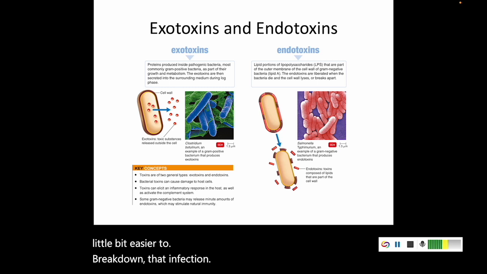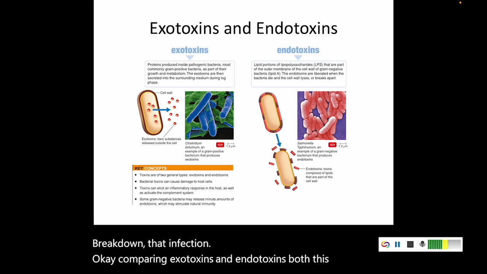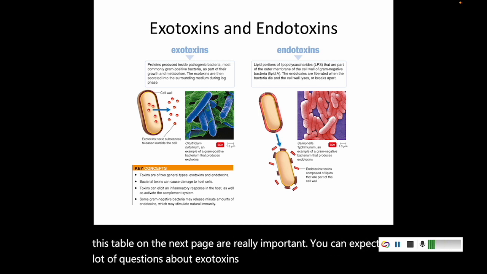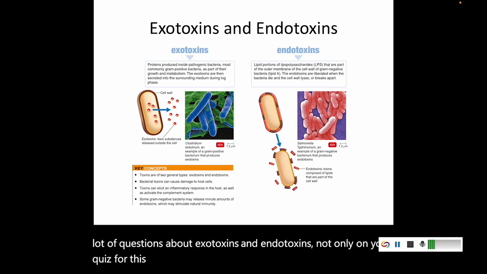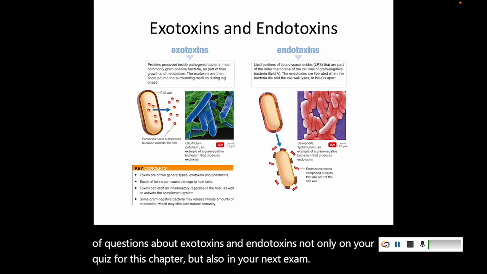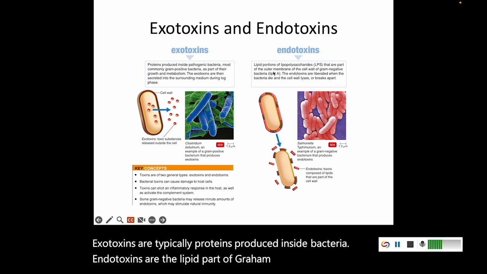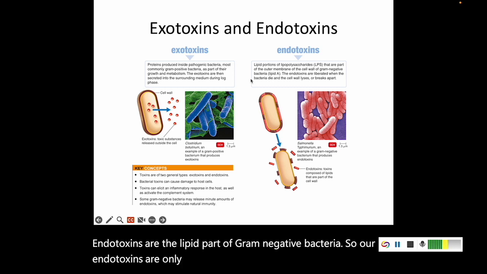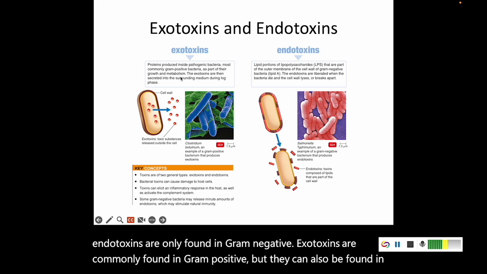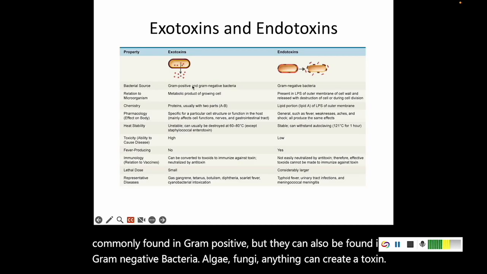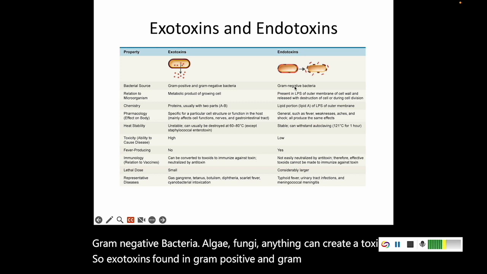Okay, comparing exotoxins and endotoxins, both this slide and this table on the next page are really important. You can expect a lot of questions about exotoxins and endotoxins, not only on your quiz for this chapter, but also in your next exam. Exotoxins are typically proteins produced inside bacteria. Endotoxins are the lipid part of gram-negative bacteria. So where endotoxins are only found in gram-negative, exotoxins are commonly found in gram-positive. They can also be found in gram-negative bacteria, algae, fungi. Anything can create a toxin. So exotoxins are found in gram-positive and gram-negative, endotoxins in gram-negative only.